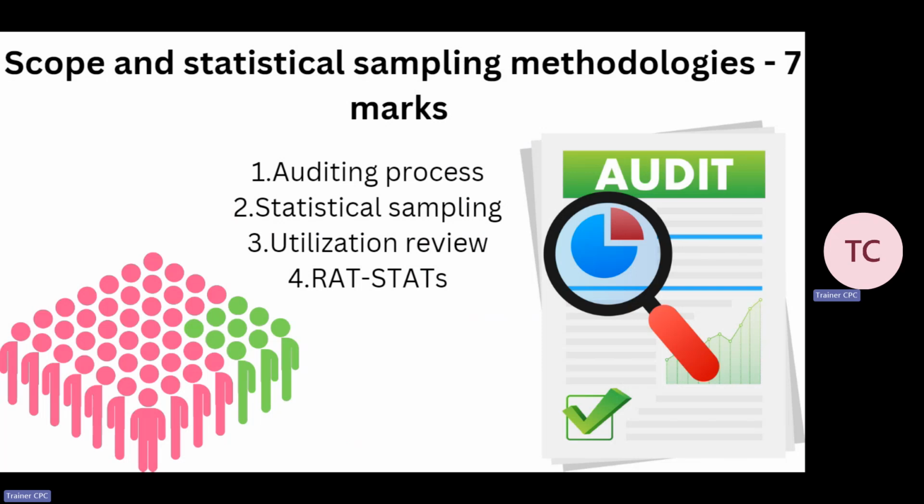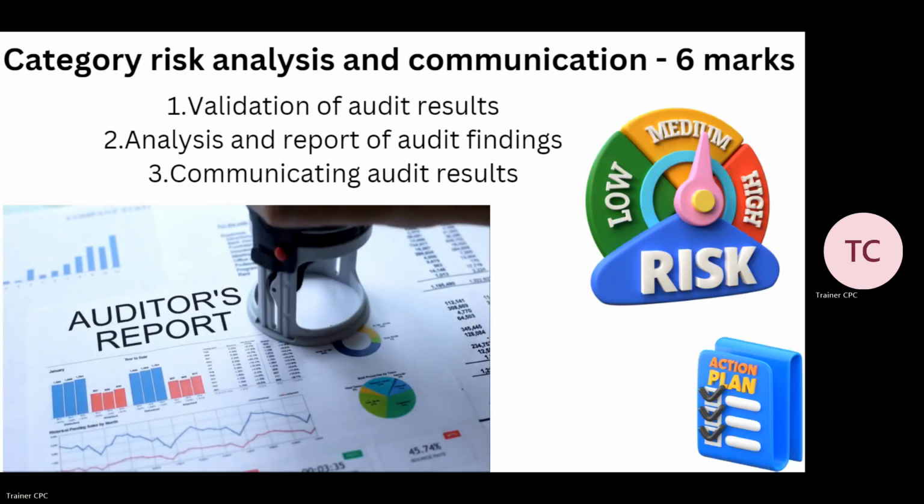So utilization review is nothing but how frequently a code is utilized. How frequently a code is used by a particular hospital. This is what utilization review is. And we will discuss the RATSTAT software and how we are using this. Those things we will discuss.